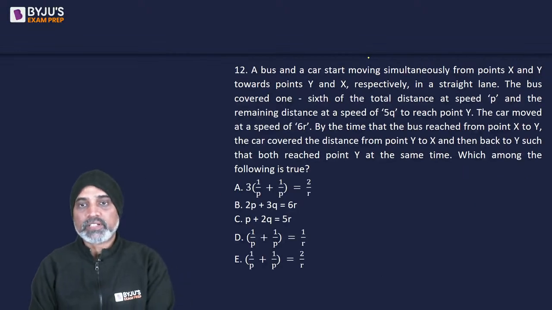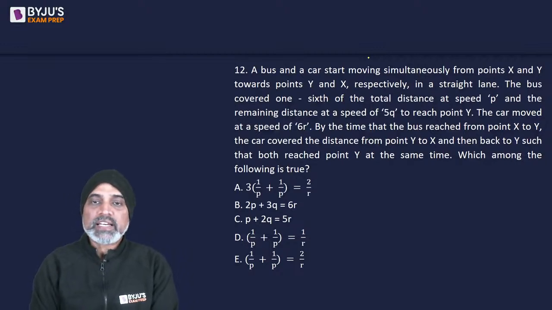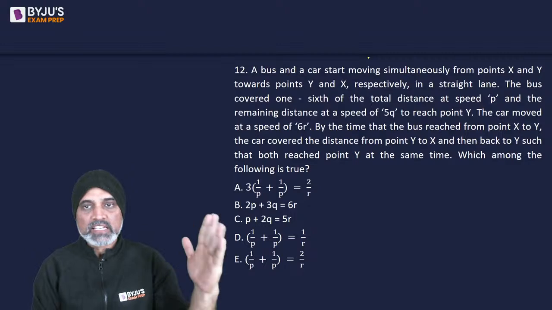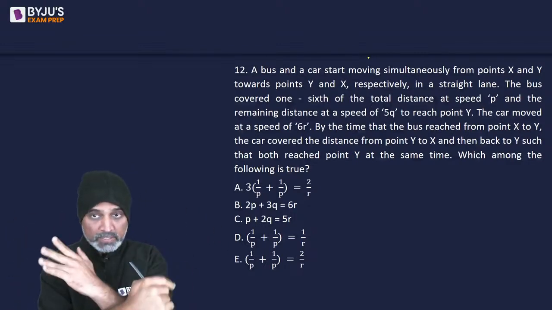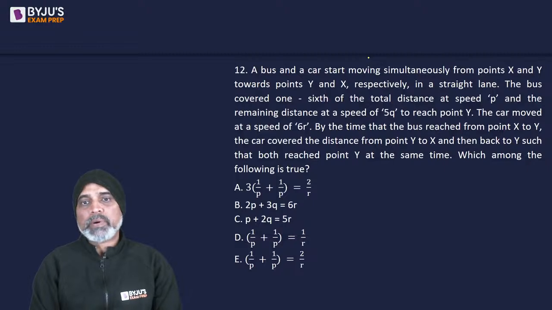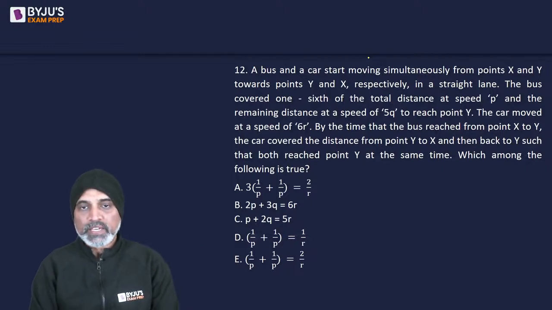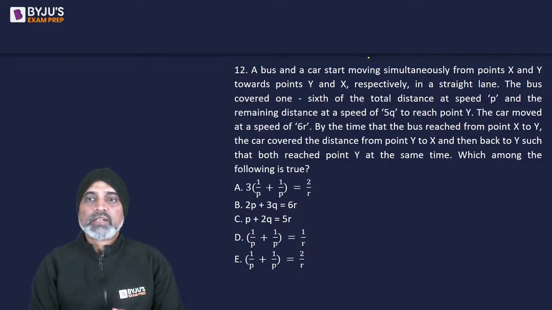Okay. Next one. Lengthy question. A bus and a car start moving simultaneously from points X and Y towards point Y and X, respectively in a straight line. The bus covered 1/6 of the total distance at speed p and the remaining distance at a speed of 5q to reach point Y. Okay, the car moved at a speed of 6r. By the time the bus reached from point X to Y, the car covered the distance from Y to X and then back to Y such that both reached point Y at the same time. Which among the following is true?